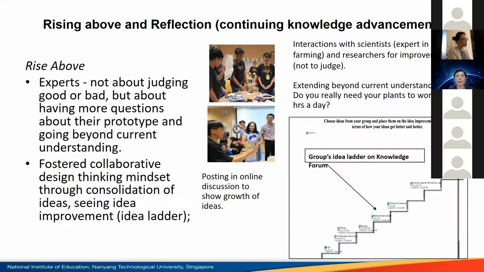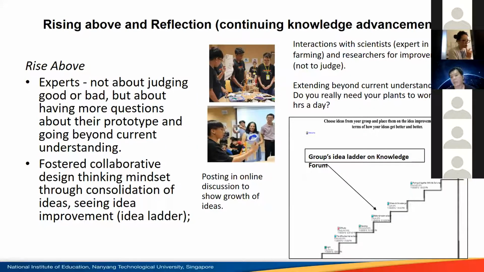And then we let them close with Rise Above. So in this Rise Above, we invited the scientists and researchers to interact with the students, look at their work, and really not to judge, but to give constructive feedback for them to improve on their ideas and prototype.